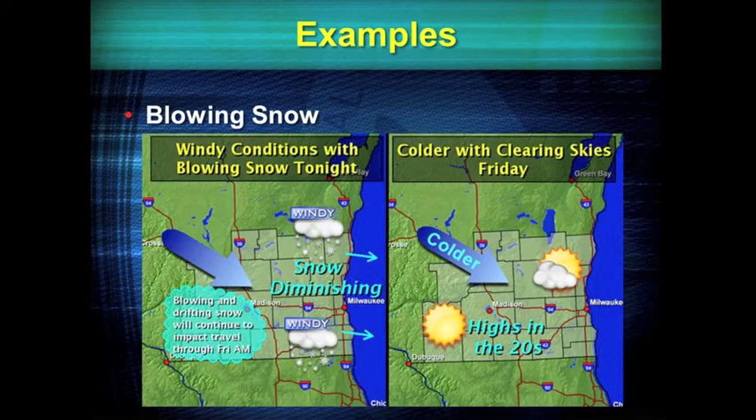So in this one, we actually, in the text, quantified the wind gusts that people would be dealing with and the blowing and drifting snow that will be impacting travel through Friday morning. This is more of a long fuse example.